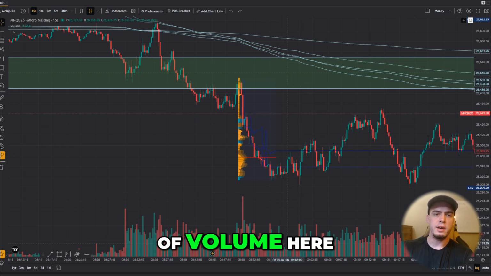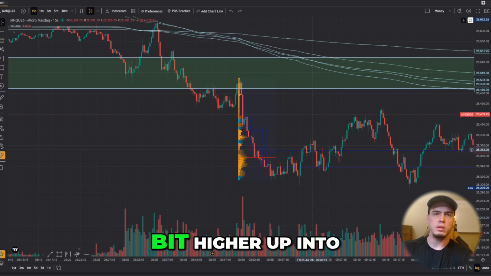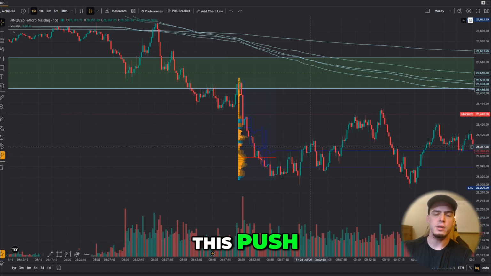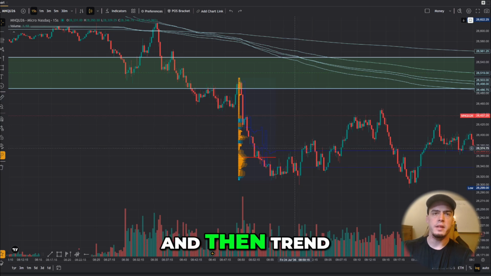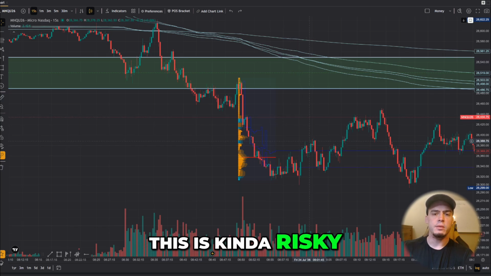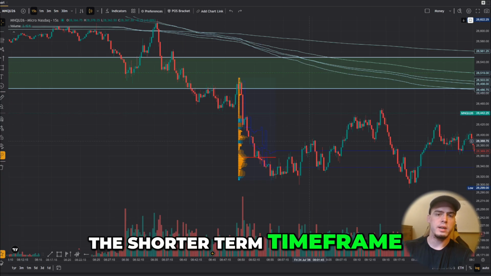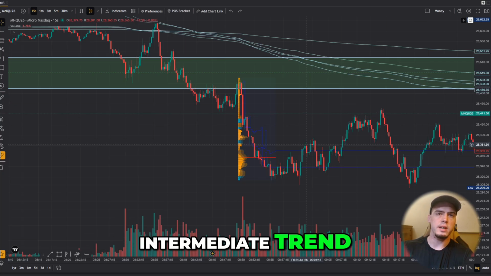There's not a lot of volume here. The volume's accepted higher, and then volume exchange is actually a little bit higher up into this push. Time, it closed up here and it spent some time. And then trend, 2 new highs. This is kind of risky. The shorter term time frame trades usually break in the direction of the intermediate trend.